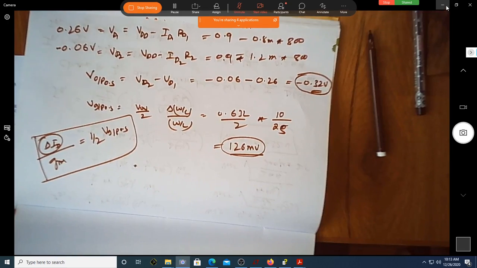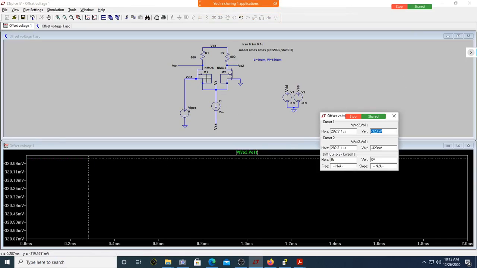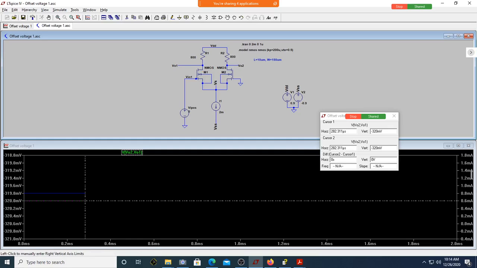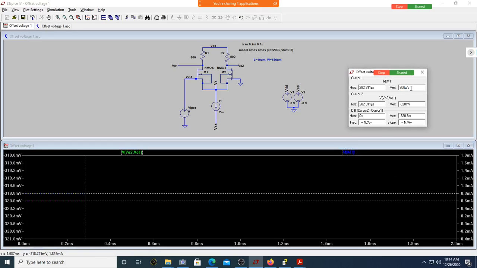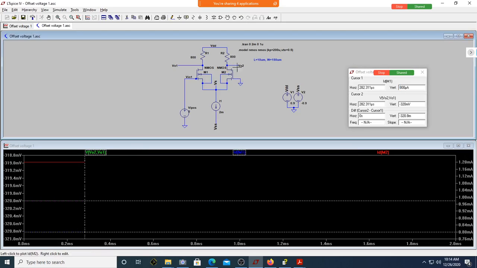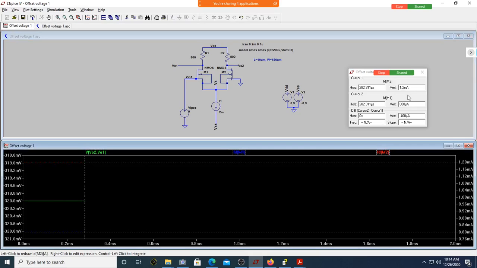What I want to show you is that because of this mismatch in W/L, when you ground both the inputs, you have a differential output voltage which is minus 320 millivolt. Why is it so? Because of the current flowing in this MOSFET. Let me show you this also. Can you see here it is 800 microampere? How about this? It should be 1.2. Can you see it's 1.2 milliampere?